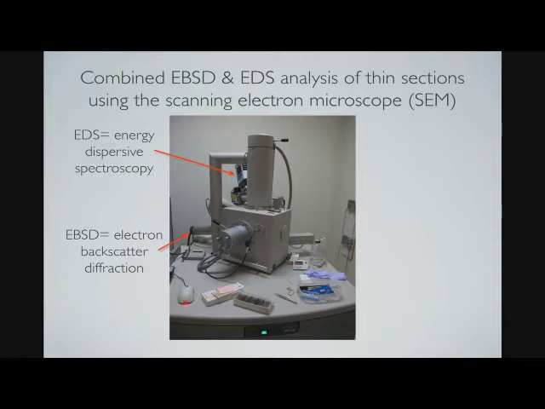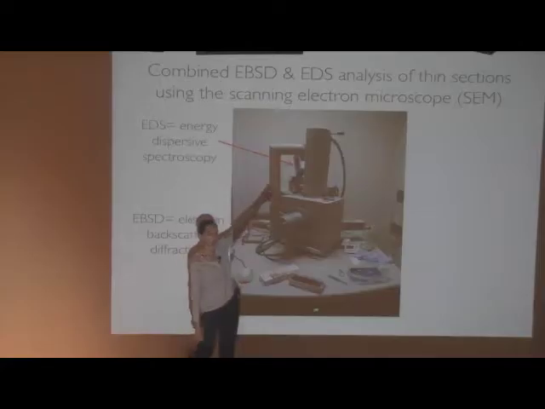This is the sample chamber. The electron beam is up there. The rest of the electronics are down there. You stick your sample in this thing, and if you have an electron backscatter diffraction detector, it sits here. And we also nowadays run this with the energy dispersive spectrometer running as well.